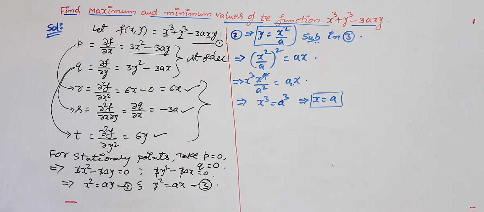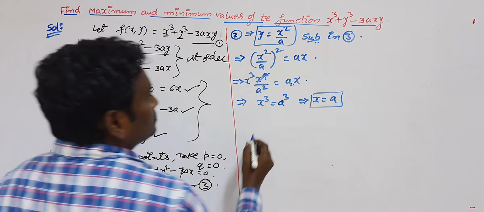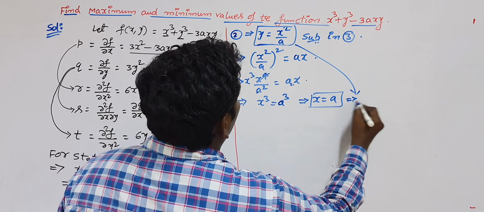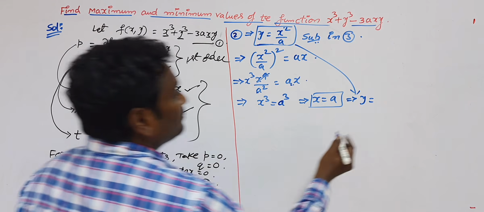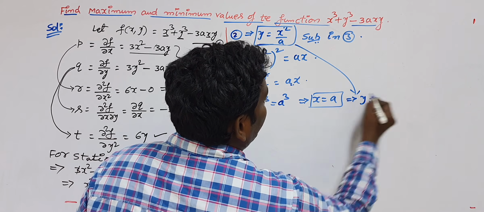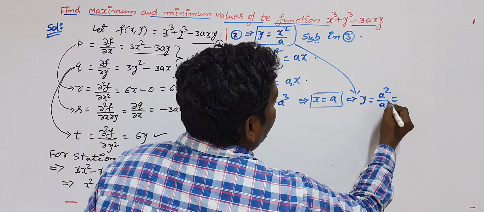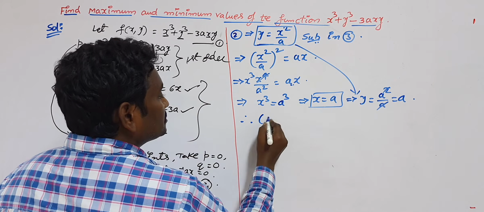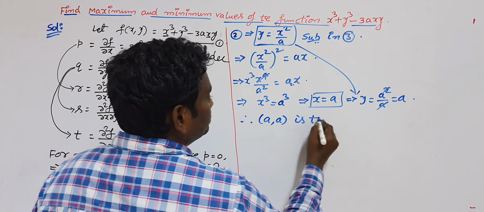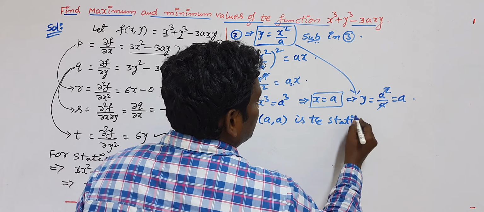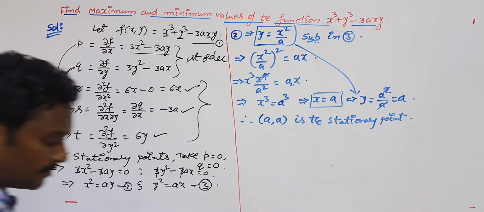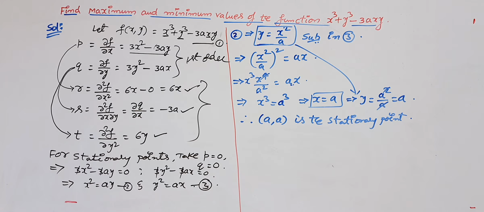Here we have to consider only real numbers. That is why I am taking x is equal to a only. So, from this equation, y is equal to x square by a, but already x is a. So, a square by a. So, 1a gets cancelled, you are getting a. So, x is equal to a and y is equal to a. So, a comma a is the stationary point.